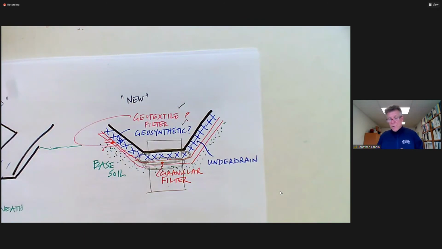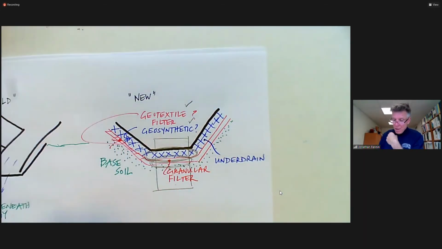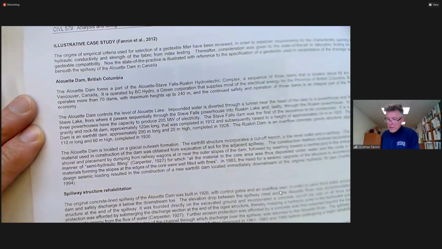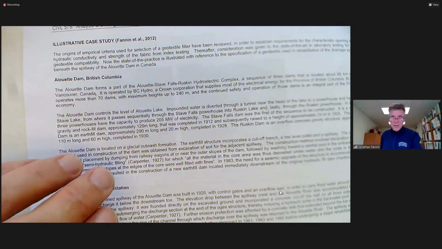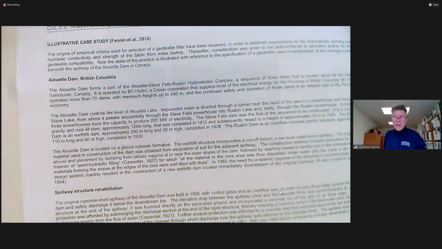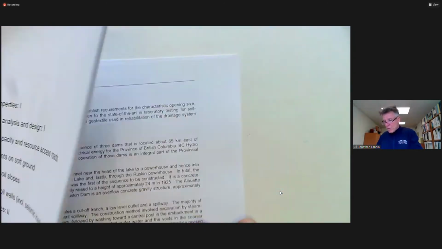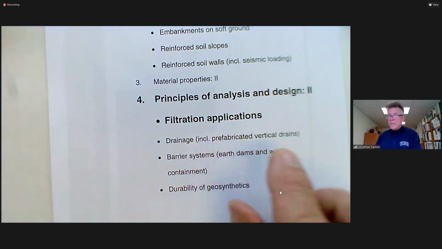So the spillway itself, and we'll go look at it in Google Earth, and we'll take a look at some pictures and materials and so on. All of the story of the rehabilitation of the Alouette Spillway Dam is described here, through to sending materials off for gradient ratio and hydraulic conductivity ratio testing. That's why I spent some time on those in the material properties. So that's where we're going to get to. But in order to get there, let's work our way through the principles of analysis and design.